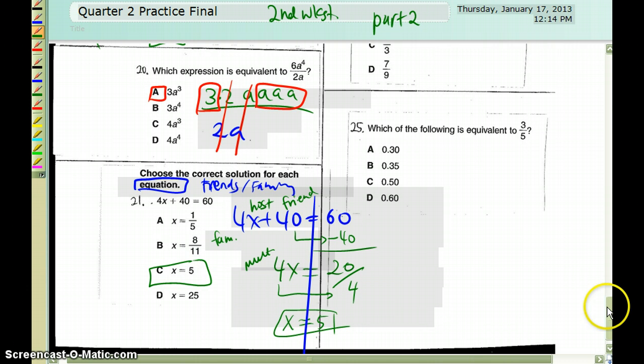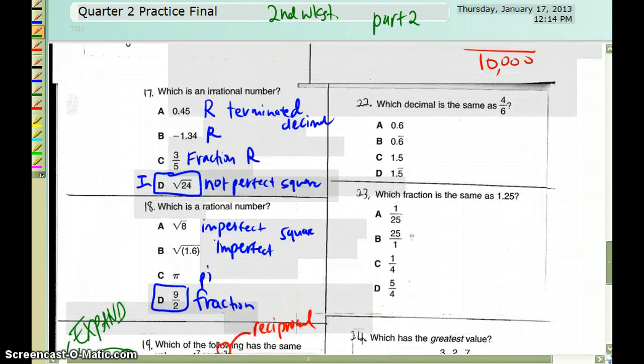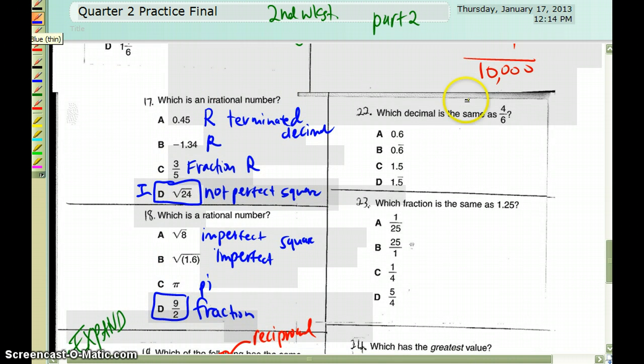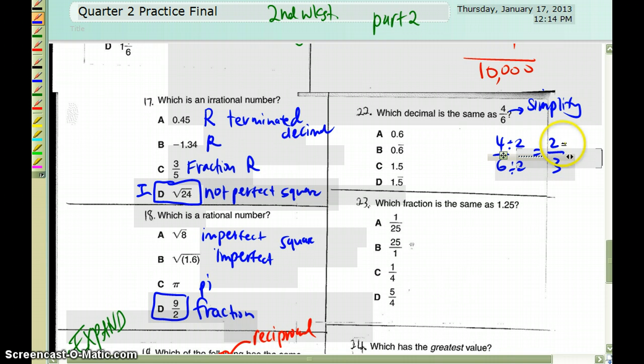We're almost done. 22. The decimal, that is the same as 4/6. I always like to simplify all of my fractions first. This fraction, if I divide both of them by 2, I'm able to get 2/3. And I want to change that into a decimal. So I want to put the top into the box. So the number on the top goes in the box when I divide. So there it goes.